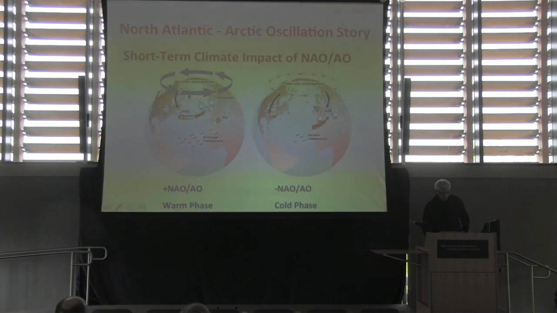When we get into the positive phase, these upper level winds are stronger. They're more controlled. There's not so much meandering in the jet stream, and the cold air is trapped in the Arctic. And we have basically a quite different weather pattern across the Arctic, across the globe.